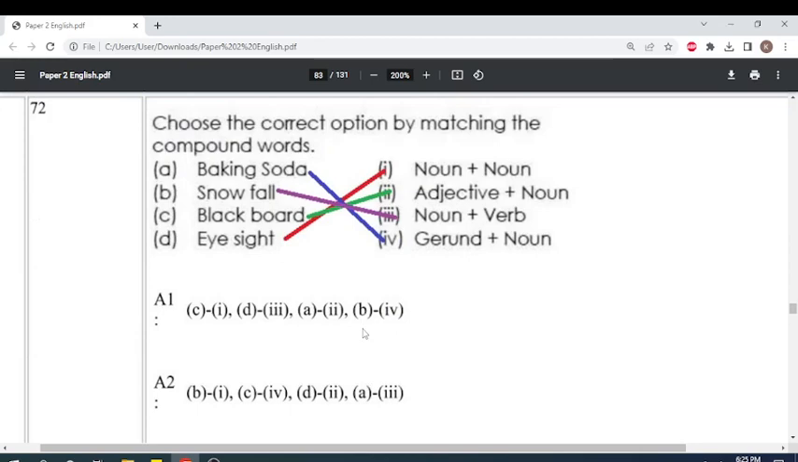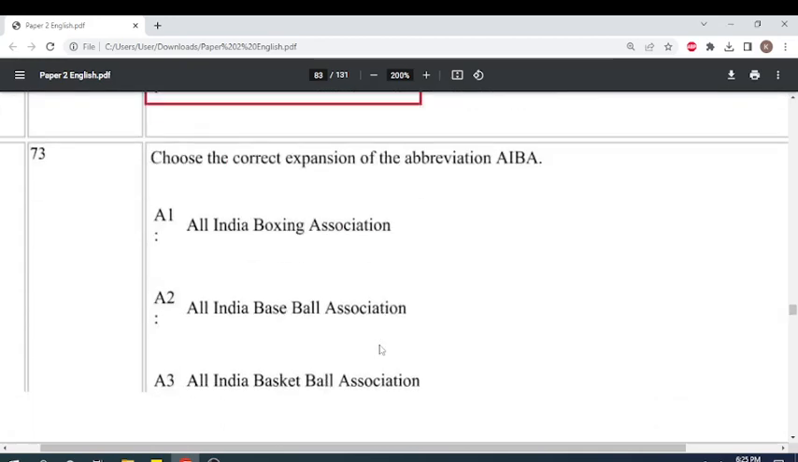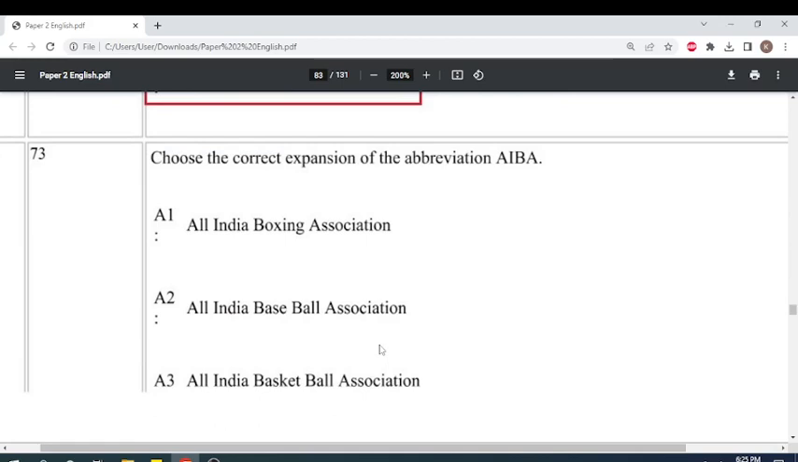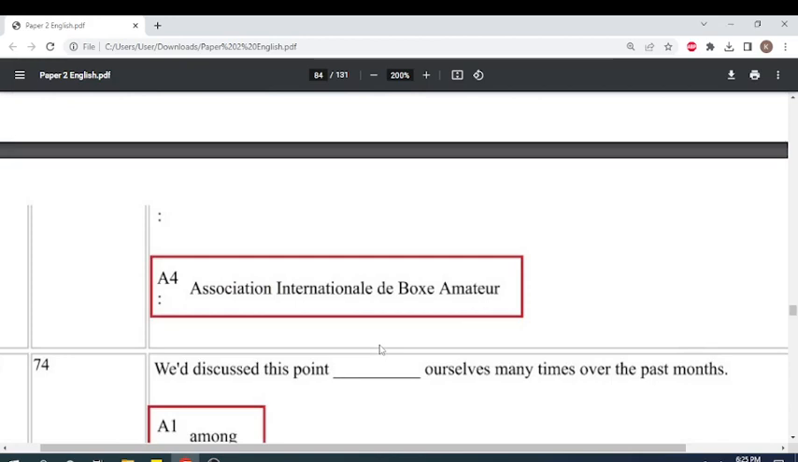Baking soda, gerund plus noun. Snowfall, noun plus verb. Blackboard, adjective plus noun. Eyesight, noun plus noun. Answer A4. 73. Choose the correct expansion of the abbreviation AIBA. Answer A4, Association Internationale de Boxe Amateur.